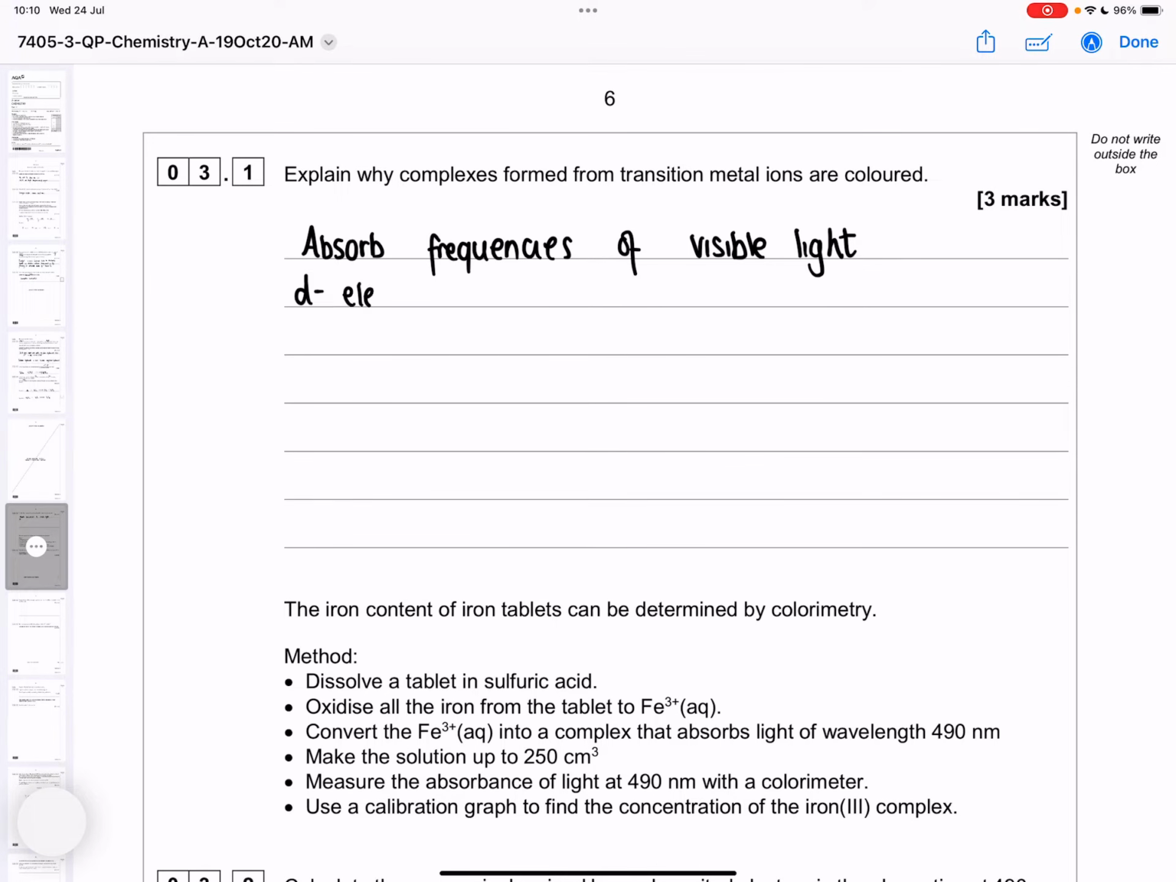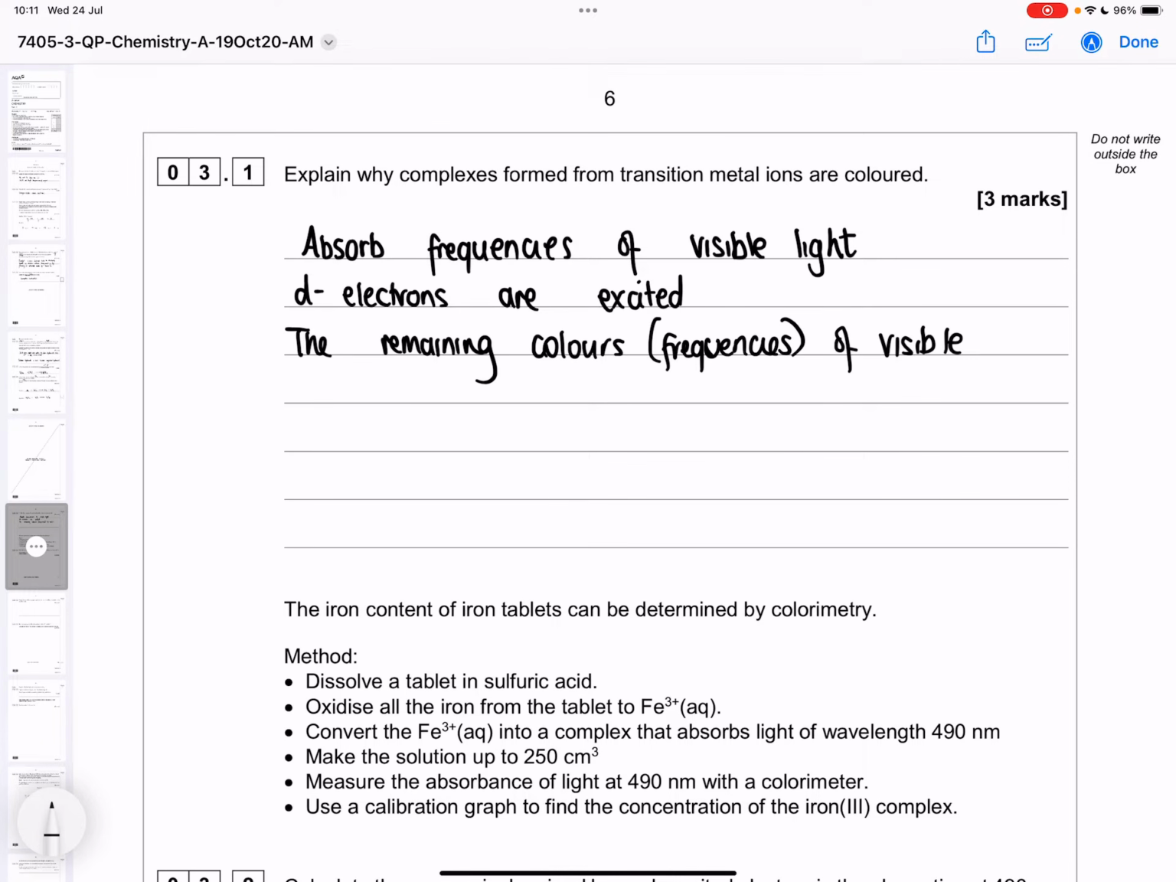D electrons, it is important that it's electrons in the d subshell, are excited or get promoted. And then the remaining colours or frequencies, if you like, of visible light that weren't absorbed are transmitted.